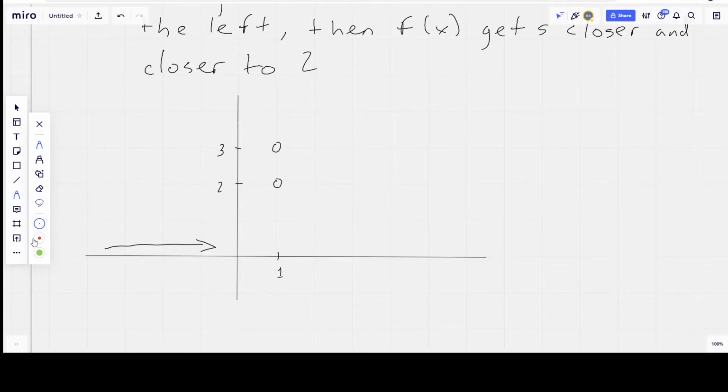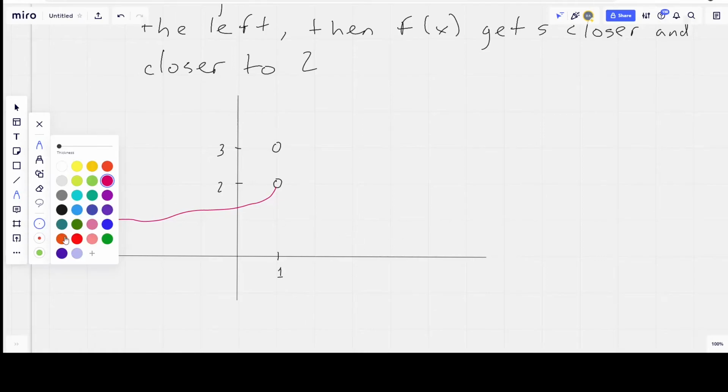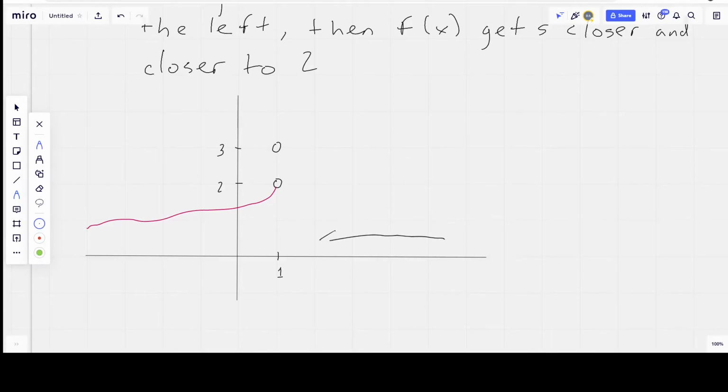The function, I'm going to make the function red here, magenta. And the function can do a lot of things. It really just kind of meanders here. But what I want to make sure is as I get closer and closer to 1, that the function looks like it's going to 2. And then the same thing with the other direction. So as I'm coming into 1 from the right, so I'm going this way in towards 1.